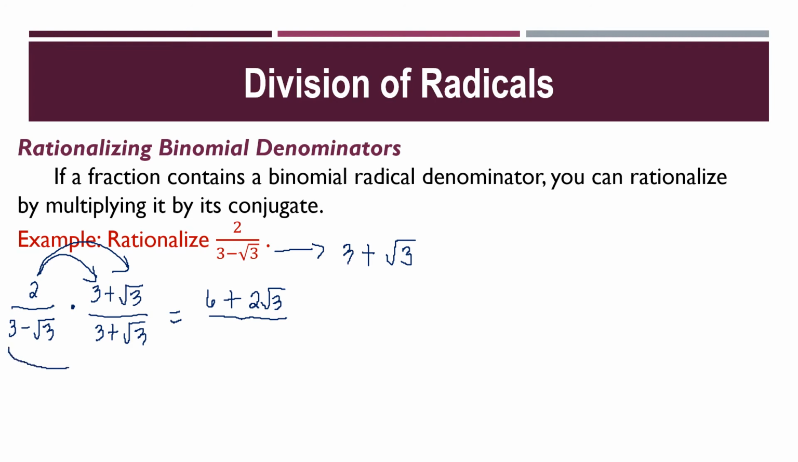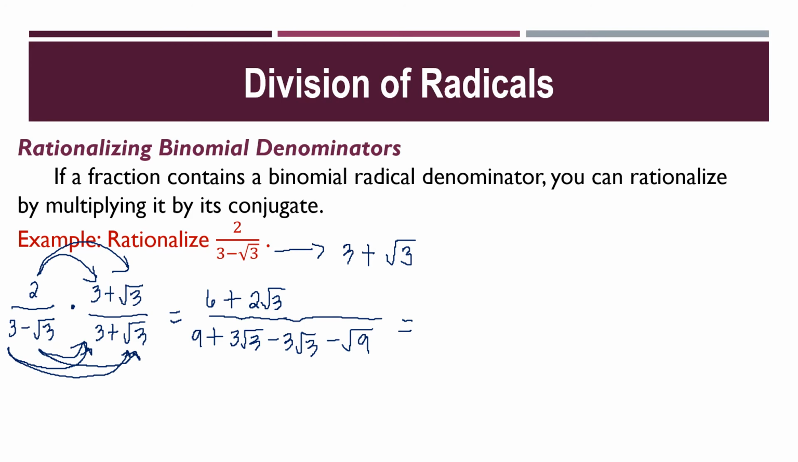Multiply the first terms, 3 times 3, 9, plus the outer terms, 3 times square root of 3 is 3 square root of 3. Next, we have the inner terms, negative 3 times 3 is negative 3 square root of 3. Then multiply the last terms, negative square root of 3 times positive square root of 3. That will give us negative square root of 9.